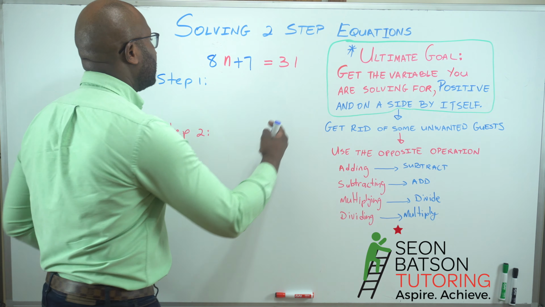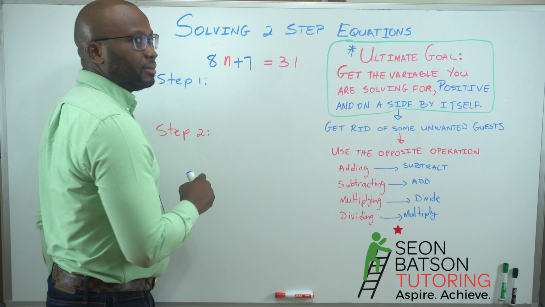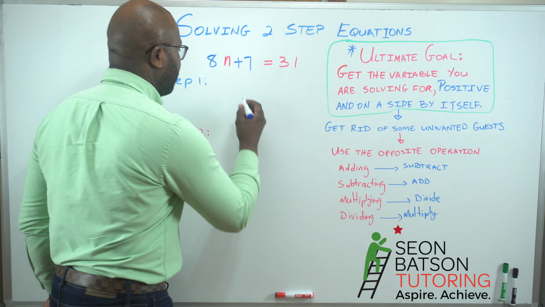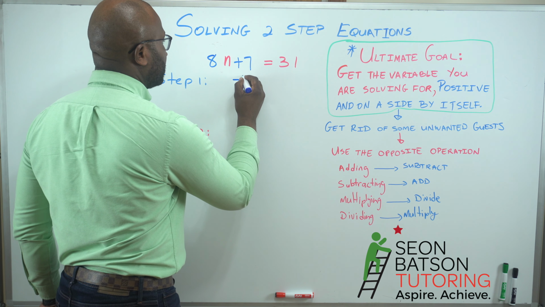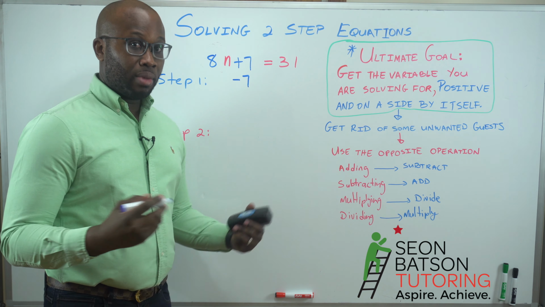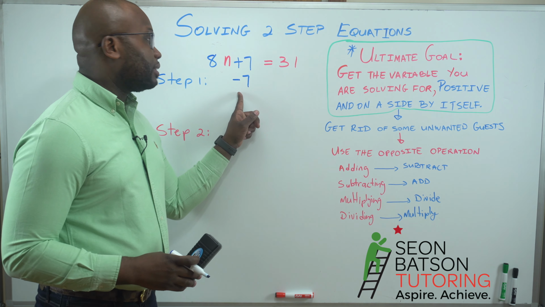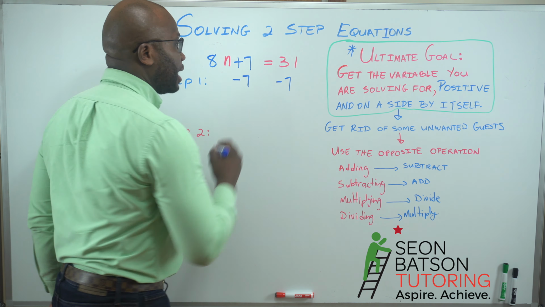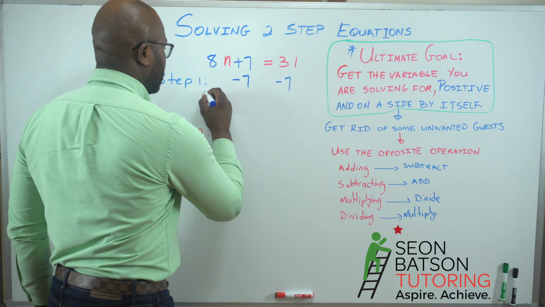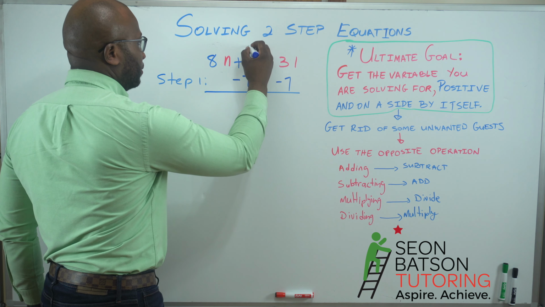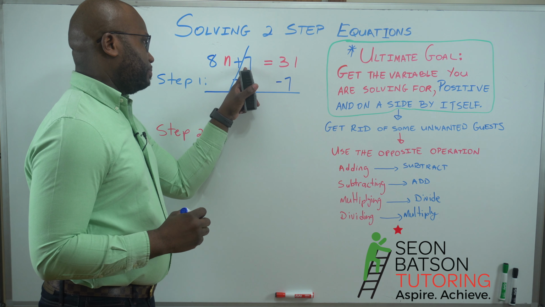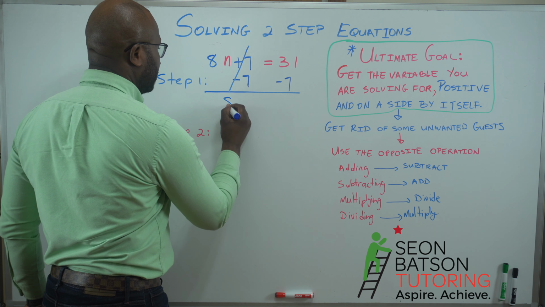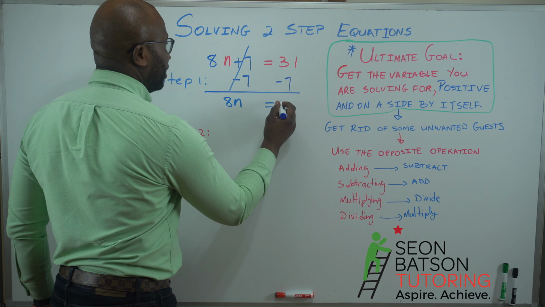The 7 is adding to the n. So because it's adding, we are going to subtract. So step 1, we will subtract 7 on the left side. Remember again though, if we subtract 7 on the left side, we must subtract 7 on the right side. So we simplify. That is gone because plus 7 take 7 is 0. So on the left side, we're left with 8n. And on the right side, we're left with 24.